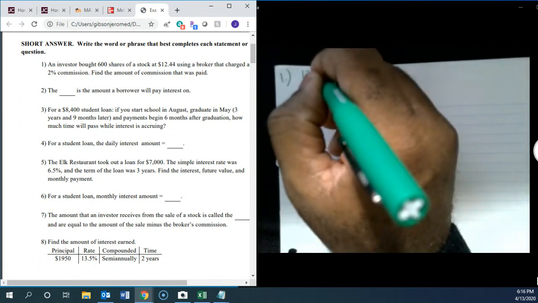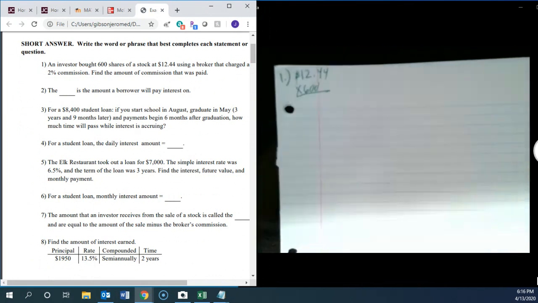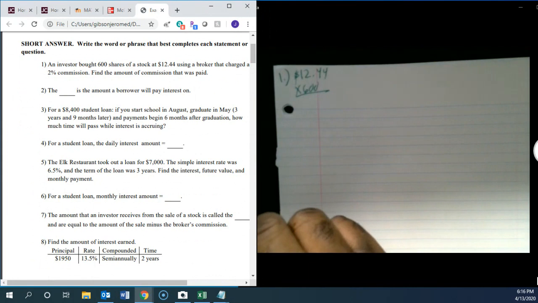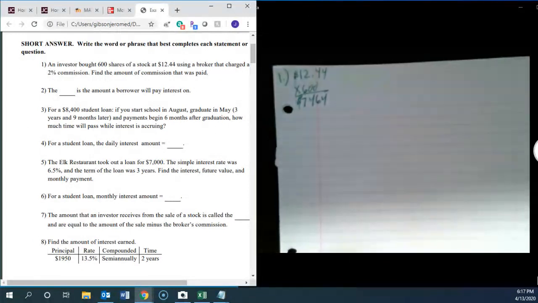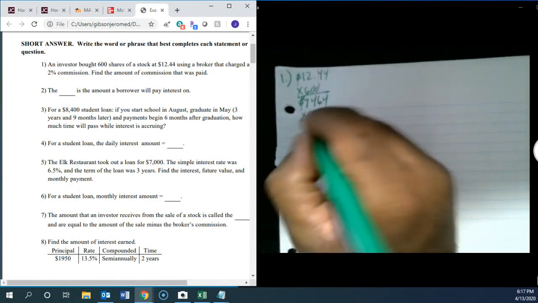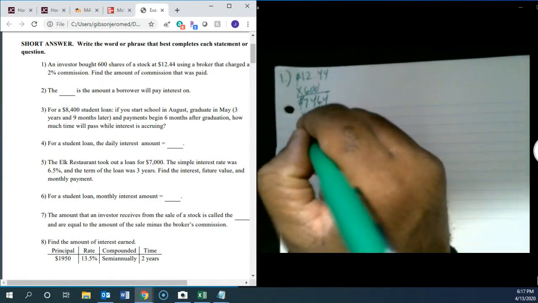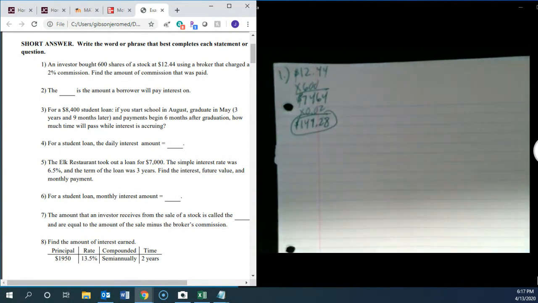So for number 1, we would take our $12.44 a share and multiply by the 600 shares that we bought. When we multiply that out, that'll give us $7,464. Now remember, there's a 2% commission, so we will multiply this by 0.02, and that will give us $149.28. So that is your commission, the $149.28.